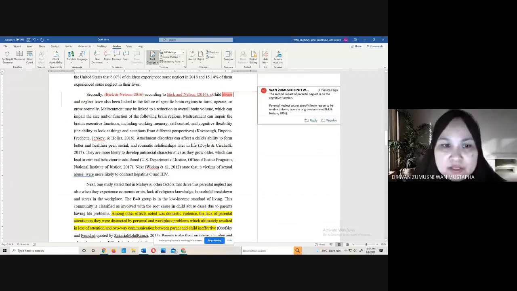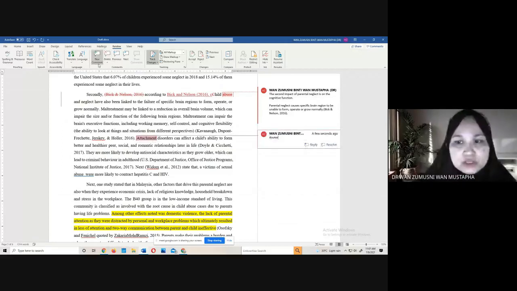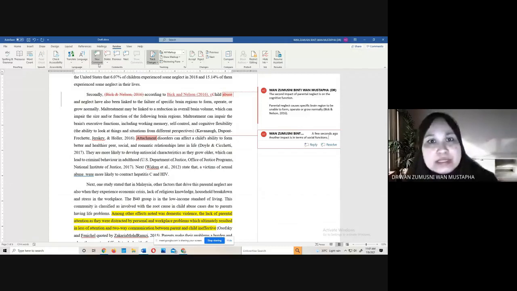Lagi satu, attachment disorder can affect child. Ini dah masuk. The next impact, another impact, ini dah boleh masuk satu lagi paragraph. Impact is in terms of social function, the social function of the child. So children who have been neglected, for example, they have neglected from their social needs, so they're gonna have attachment disorder. Nampak tak? So you jangan ambil sebiji-sebiji apa yang dapat daripada tu, tapi you kena, that's how you show your understanding of what you read. They are more likely to develop antisocial characteristics as they grow older, which can lead to criminal behavior in adulthood.